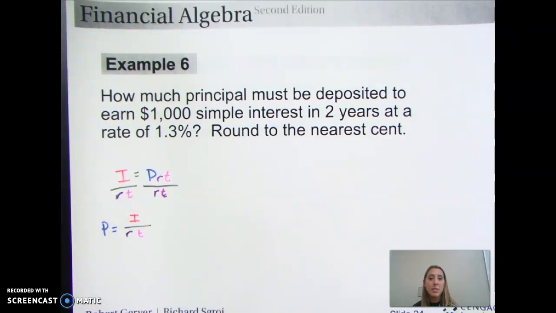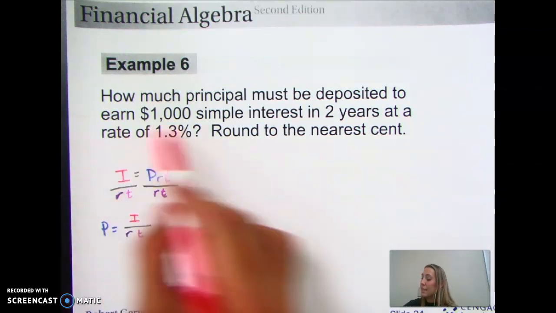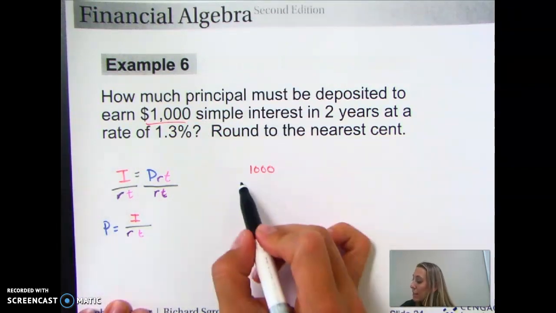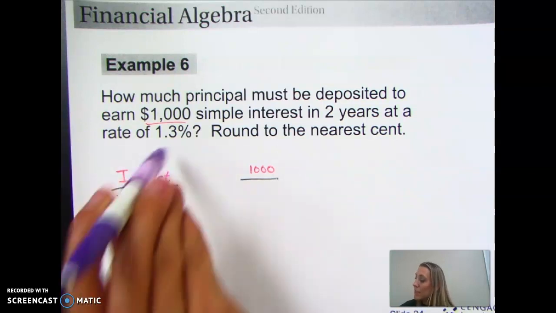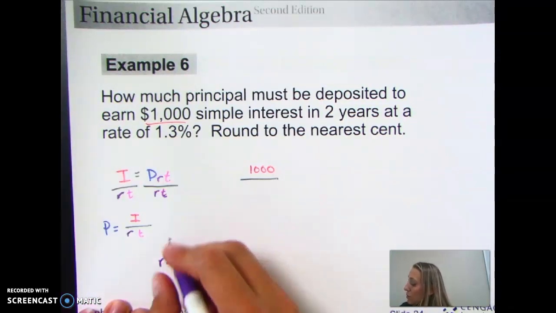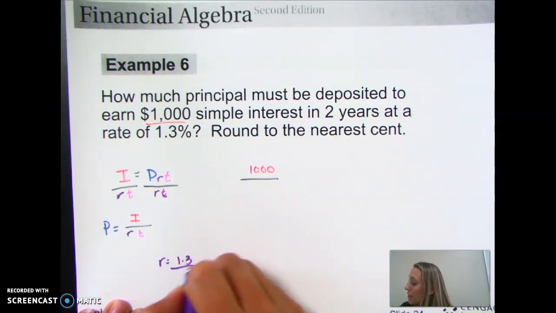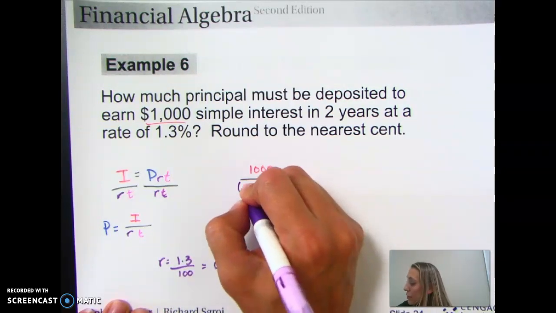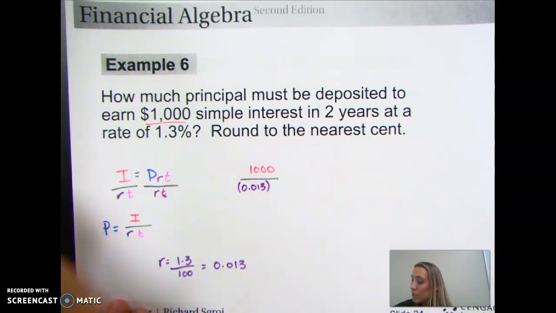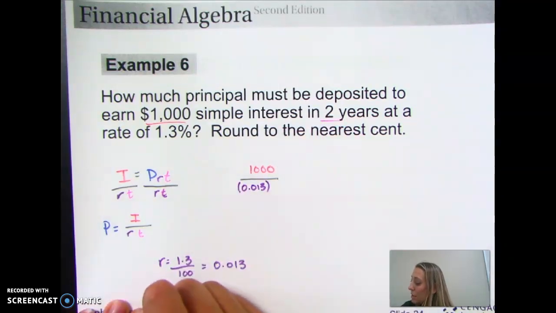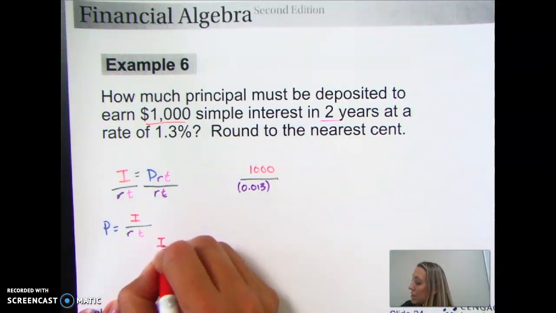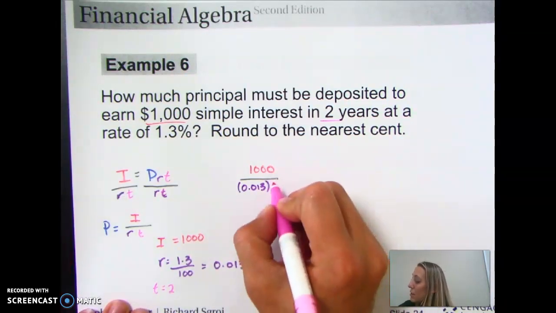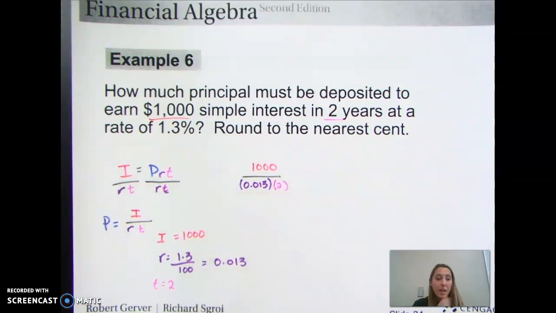Now we're going to start plugging things in. The original problem: my I is this $1,000, so I'm going to do 1,000, and that needs to be divided by my rate. My rate is 1.3% divided by 100, which is 0.013. I'm going to put this in parentheses so I know it is multiplication, times my time, t, which equals 2. My I is equal to 1,000 times 2.